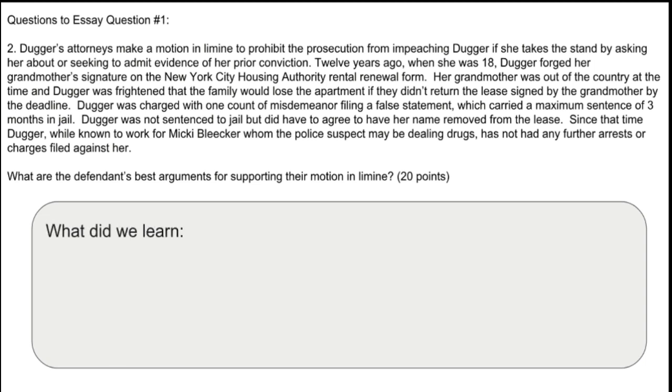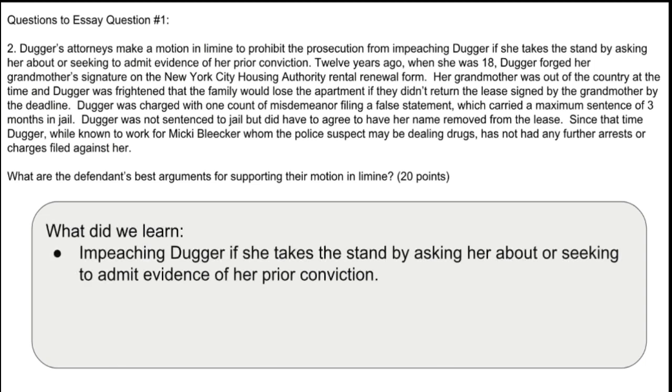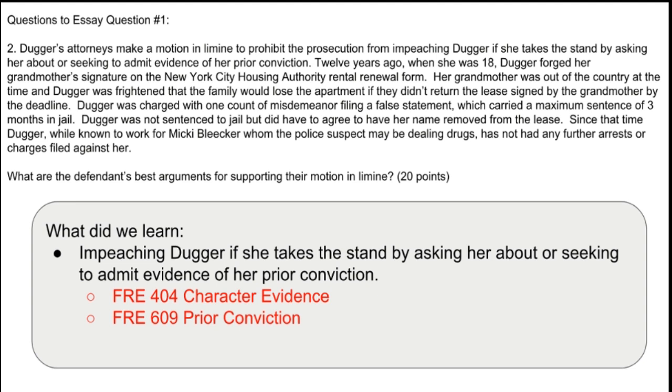So, what do we learn from this fact pattern? Well, we learned that we're looking to impeach Duggar from taking a stand, if she takes a stand, with a prior conviction. And we learned that we're probably going to be talking about the prohibition against character evidence, but we're going to try to impeach this witness under 609, prior conviction for their character for truthfulness. And Duggar is a defendant in a criminal case. Does that matter? How does that change our analysis?